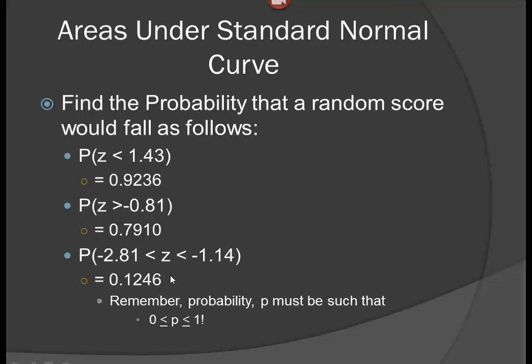One of the things that can happen, for example, if you put negative 1.14 as your lower boundary and negative 2.81 as your upper boundary, is this would come out as a negative answer, just because you would reverse the lower and the upper boundary. So be aware of that. Probability should never be less than 0 or greater than 1.